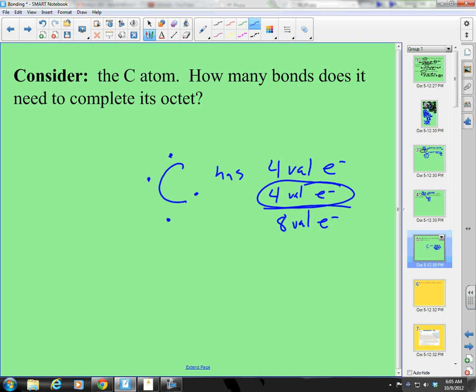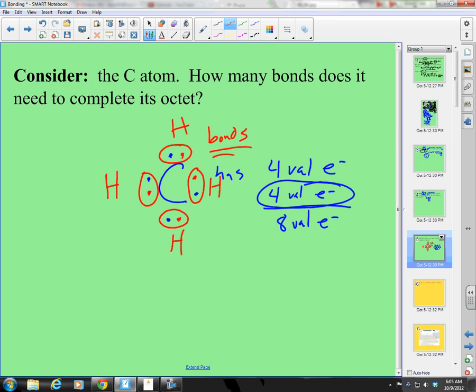Good. So it wants to gain 4 more electrons, and when it does that, it's usually sharing those from some other kind of atom. And if it's sharing those, what do we call these things when it shares electrons, when it is a force of attraction between two different atoms? We would call these what? These represent bonds, right?